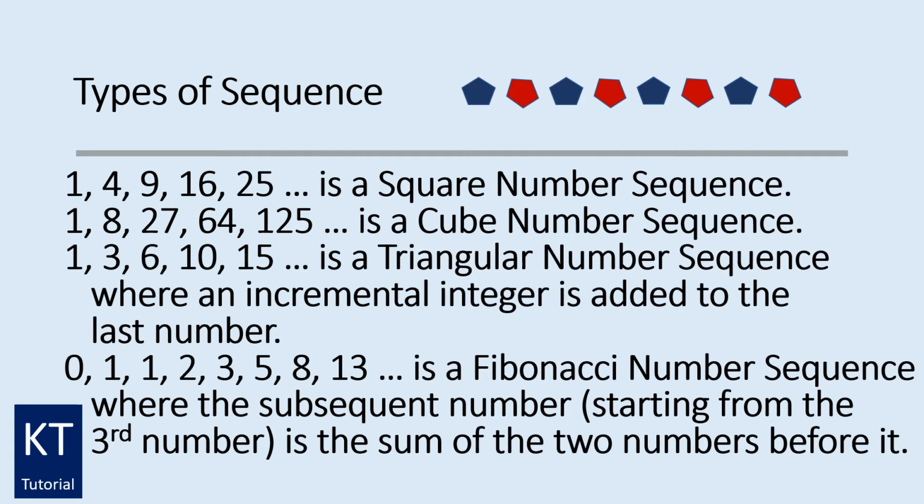Besides the arithmetic sequence and the geometric sequence, there is a square number sequence, a cube number sequence, a triangular number sequence, where an incremental integer is added to the last number, and a Fibonacci number sequence, where the subsequent number, starting from the third number, is the sum of the two numbers before it.